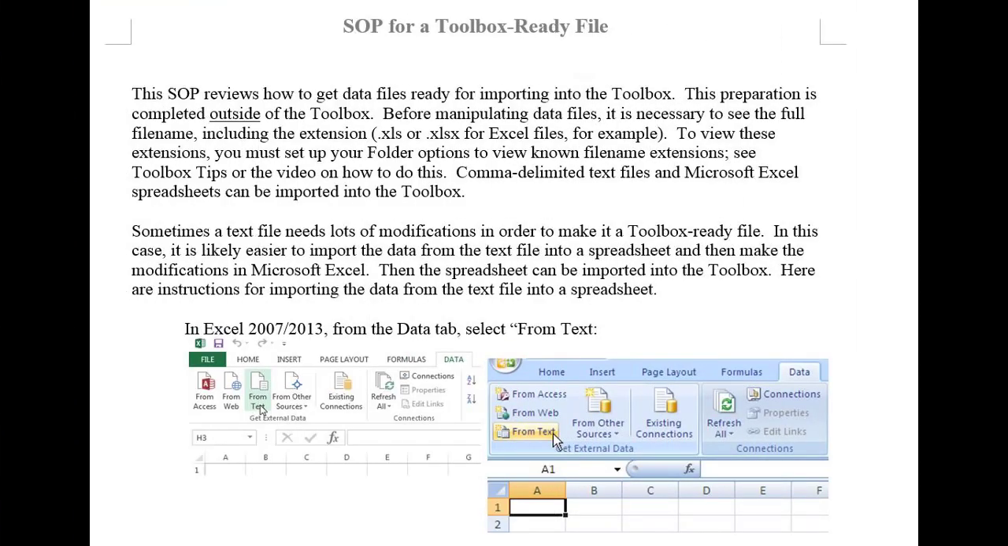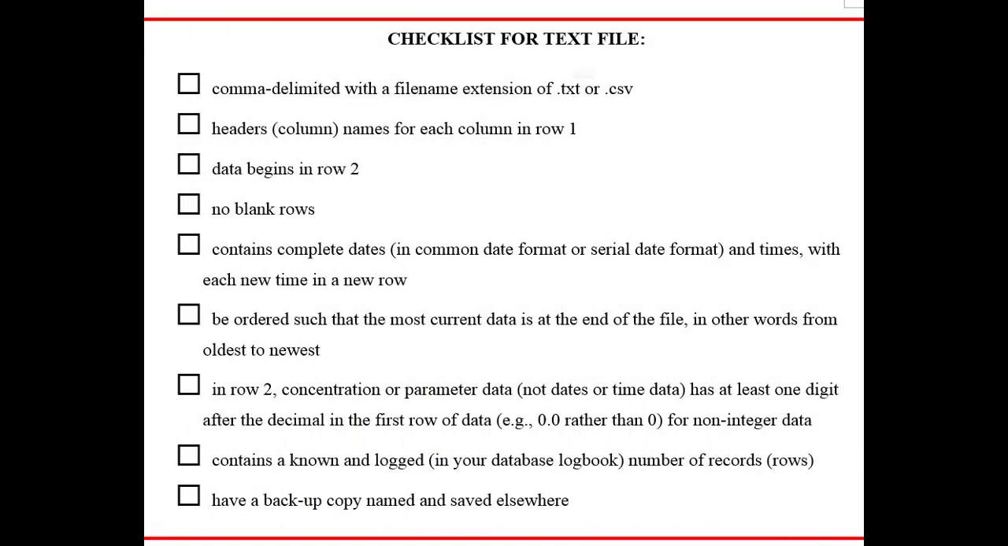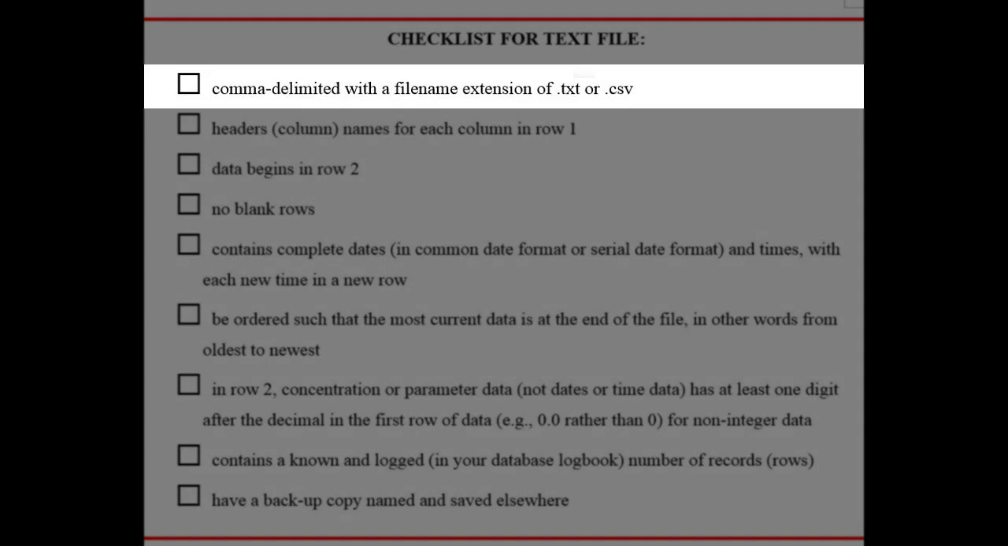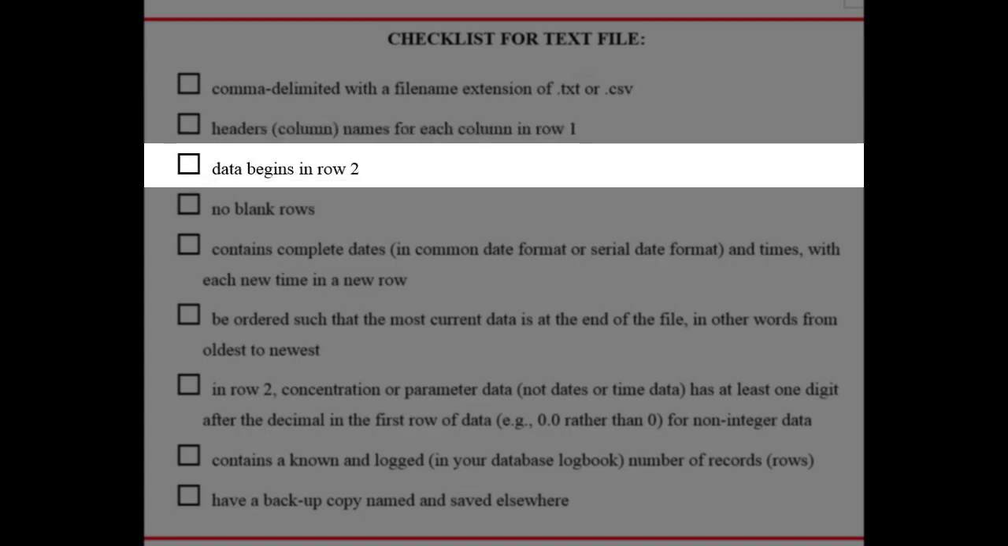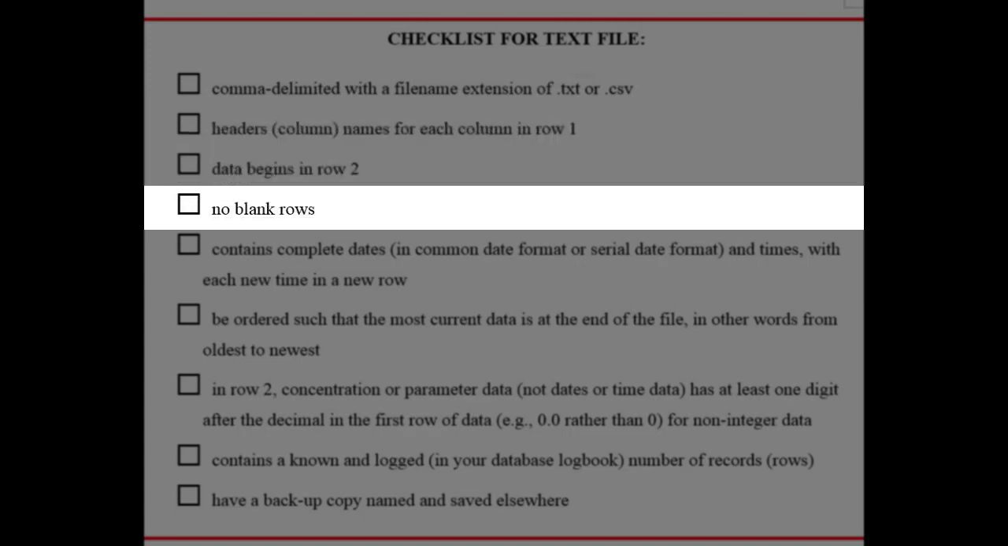This document tells you the specifications for your new import file. Every file we import into the Toolbox, we have to name new import.txt. It has to be a comma delimited file and be formatted such that the header for every column is in row 1 and data begins in row 2 and there are no blank rows.